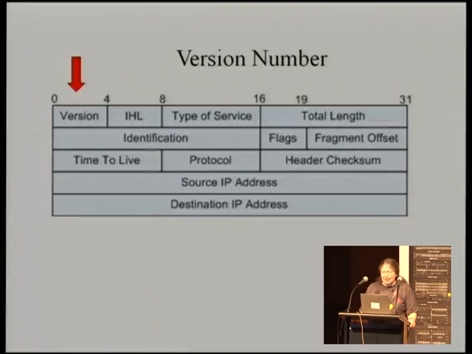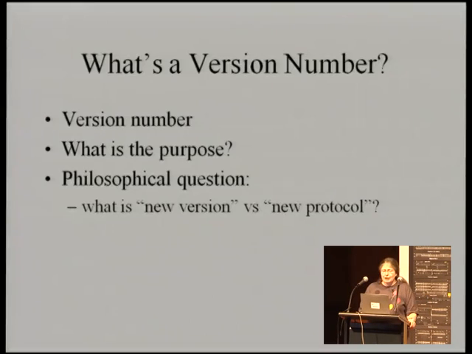So, one thing is a version number. Notice this packet format, it's IPv4. You'll notice there's a version number field, and the spec says put a 4 there because it's IPv4. What's the purpose of the version number? Is it decorative? Why are we doing that?